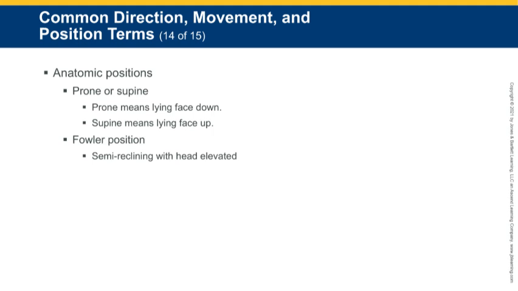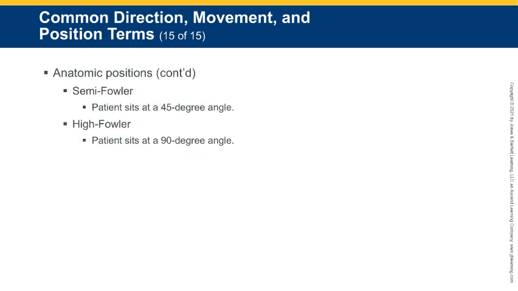The Fowler position involves semi-reclining with the head elevated. In the semi-Fowler position, the patient is at a 45-degree angle. The high Fowler position involves sitting upright at a 90-degree angle.